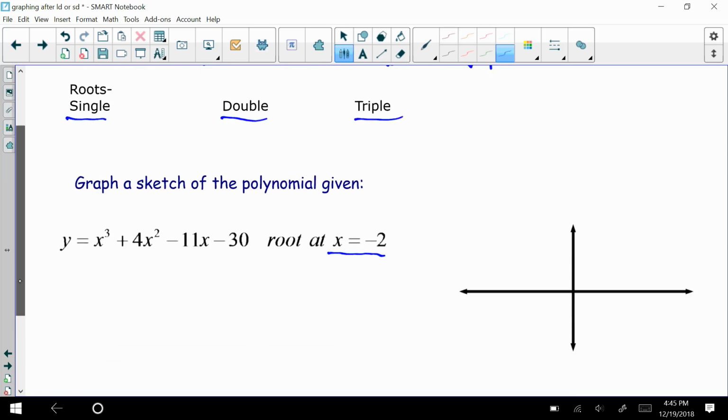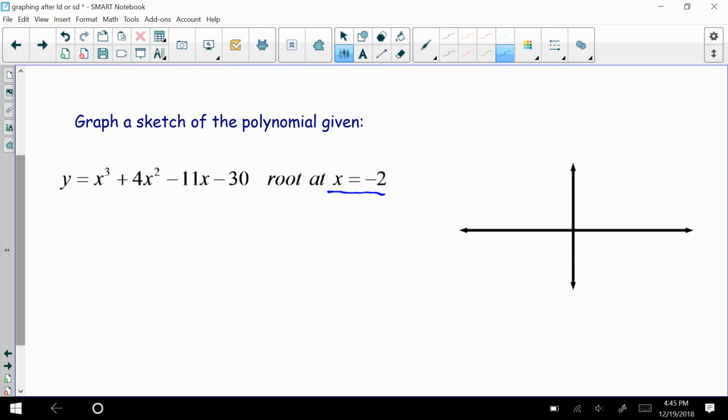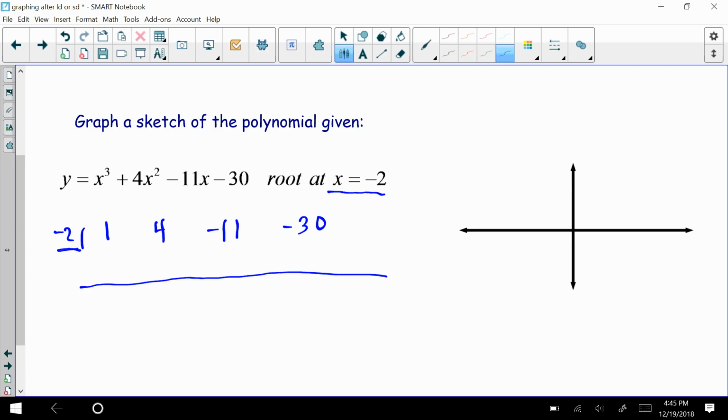So we can either use long division or synthetic division. I'm going to use synthetic because I like it better. So I know I have a root at -2. I'm going to put my coefficients out in front. And I'm going to synthetically divide. So carry down the 1. 1 times -2 is -2. Add 4, so I have +2.